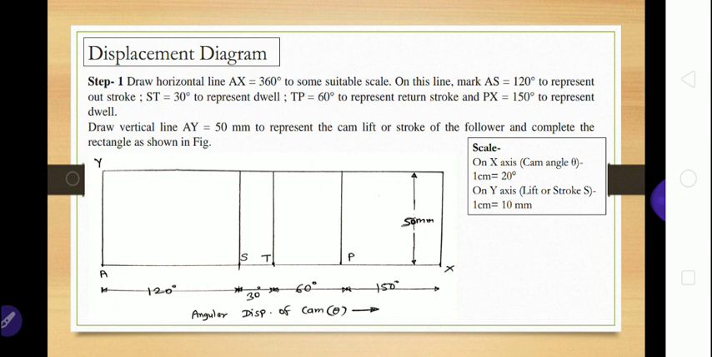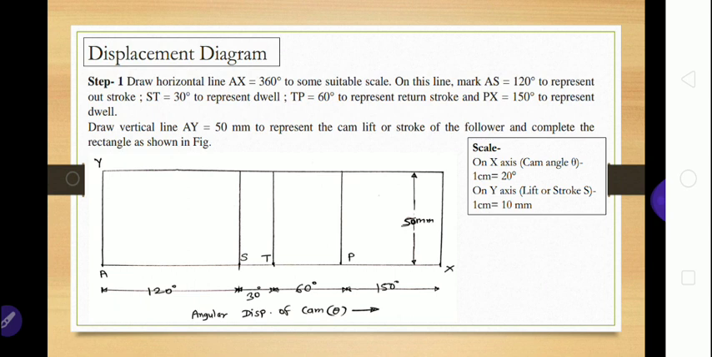Therefore AS will be the distance of 6 centimeters to represent the outstroke, and distance ST equal to 30 degrees to represent the dwell. With the help of the scale, it will become 1.5 centimeters. Therefore, distance ST will be 1.5 centimeters. Next, TP is equal to 60 degrees to represent the return stroke. That means this distance TP with the help of the scale will become 3 centimeters.